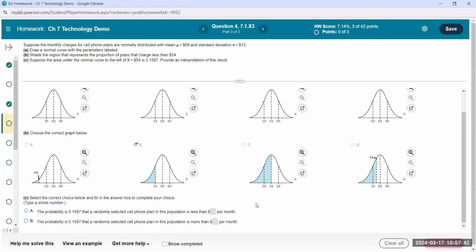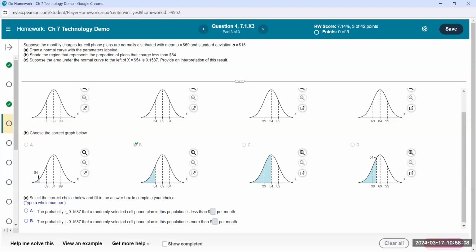Choose the correct choice. Okay, so in part C, it says, suppose that the area it's taking up on that space to the left of $54 is 0.1587, which is about 15%, almost 16% if I multiply 0.15 by 100. And it would be 15.87. It's about 16%.